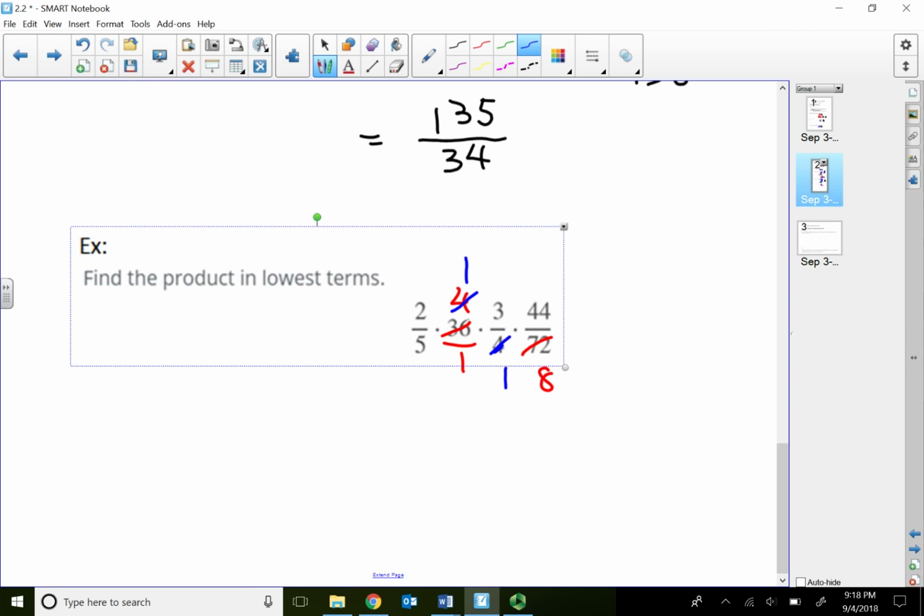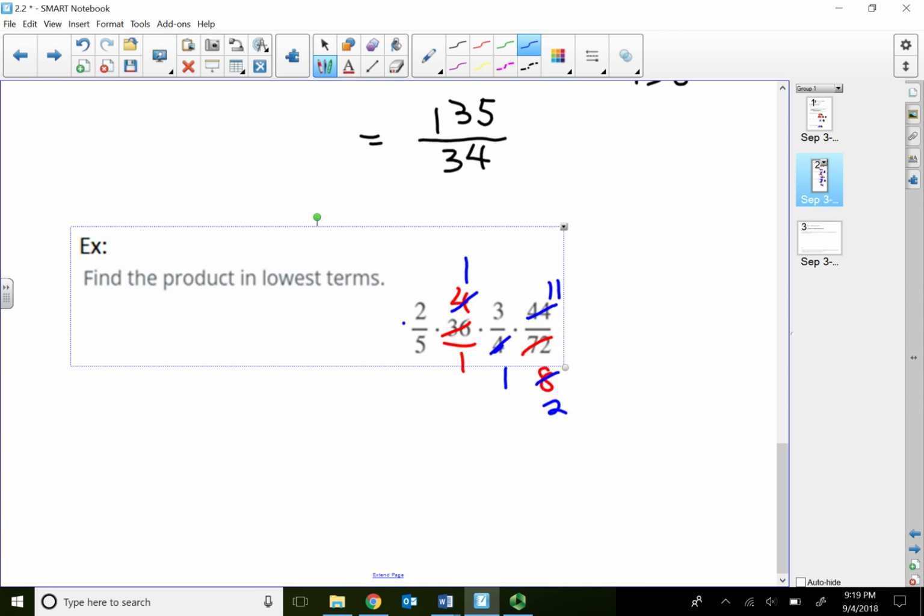All right, I wrote an 8 in the bottom just now, and that can be reduced with a 2 on top or the 44 on top. Doesn't matter, just pick one. I'm just going to pick with 44, okay? No cross reducing. As long as the top reduced with the bottom, I'm doing it right. So I'm going to reduce them by 4. 4 going to 44 is 11 times. 4 going to 8 is 2 times.